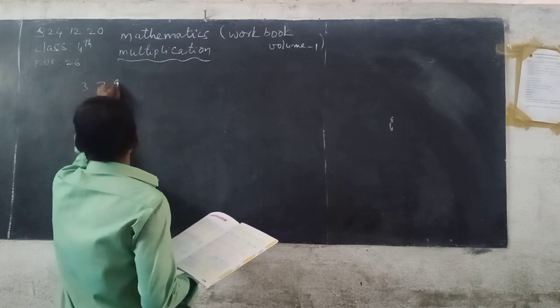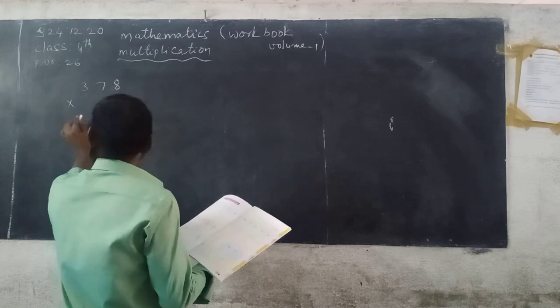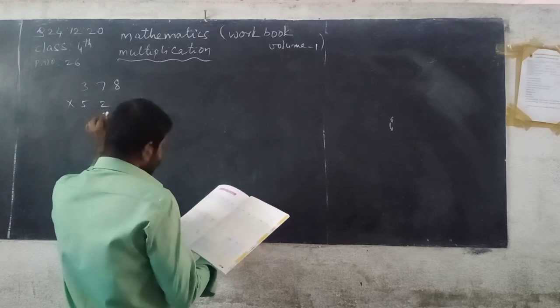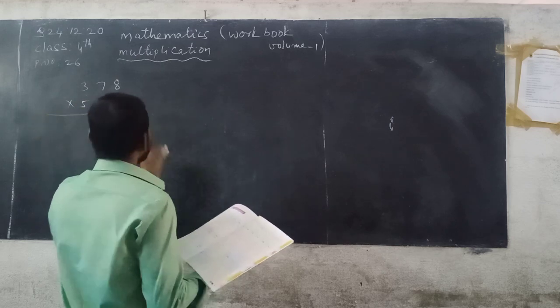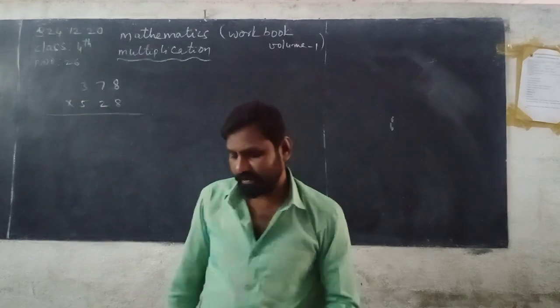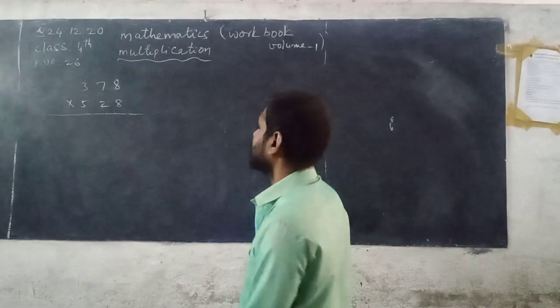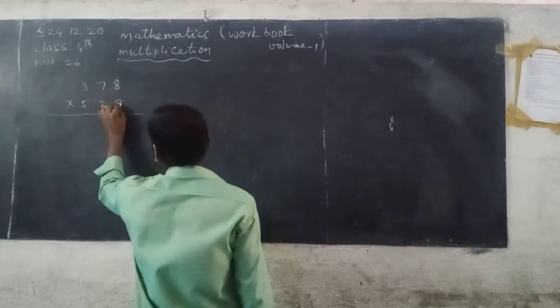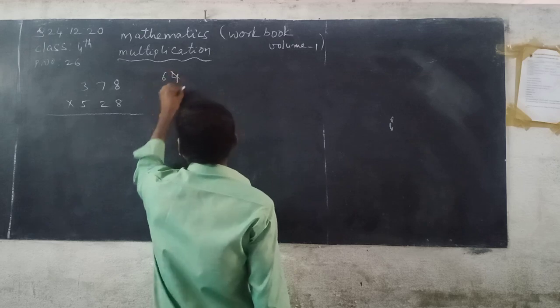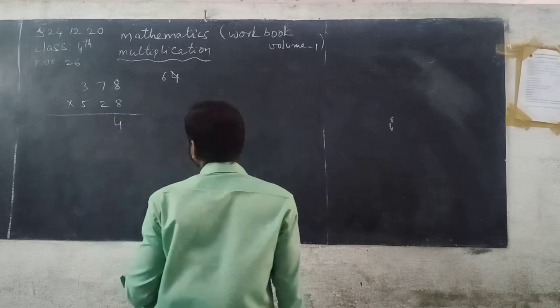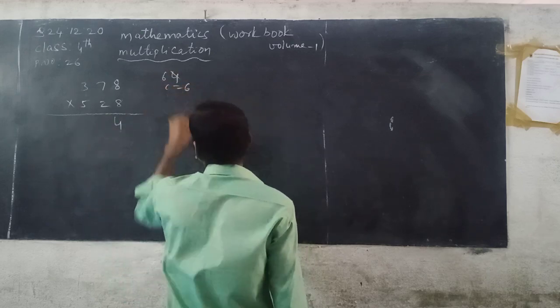378 into 528. First, write the given numbers column-wise according to their places. First we multiply the digits in the ones place. 8 with 8, 8 eights are 64. In it, 4 is taken and written down in the ones column of the product, and carrying 6 now.